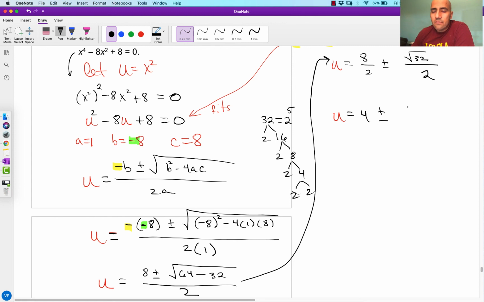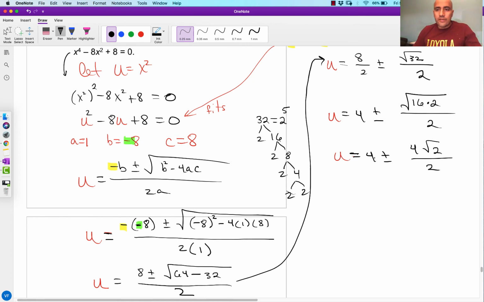So this is the same thing as saying that it's the square root of 16 times 2, over 2, which means that my u is equal to 4 plus or minus 4 square root of 2 over 2. And pulling out that 4 is the same thing as pulling out little groups of 2 in powers of 2.